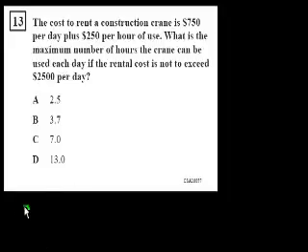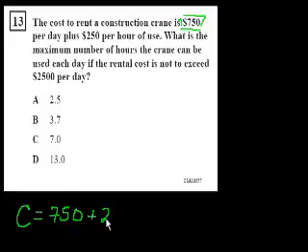Okay, so how much is the cost per day? The cost per day is equal to 750. So no matter how little or much we use it, we have to pay that $750 per day. So it's equal to $750 plus 250 times the number of hours. This is what our total cost is per day.